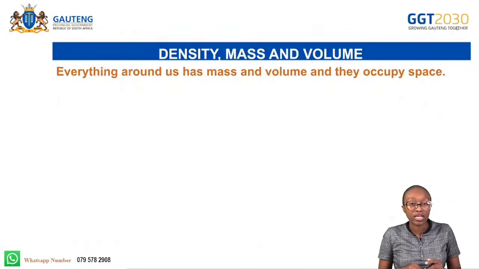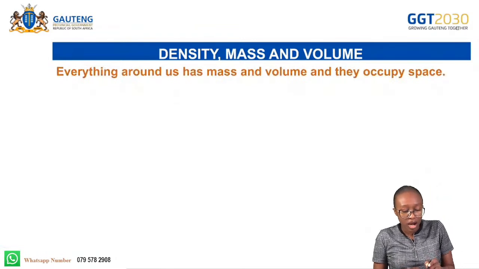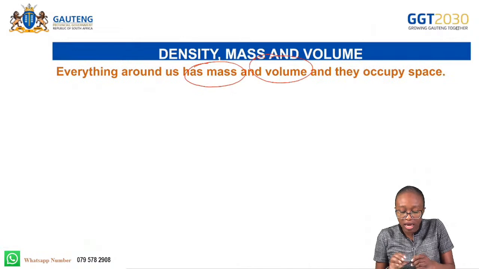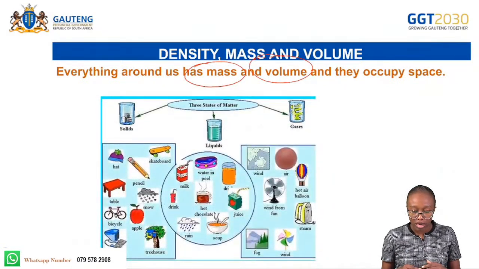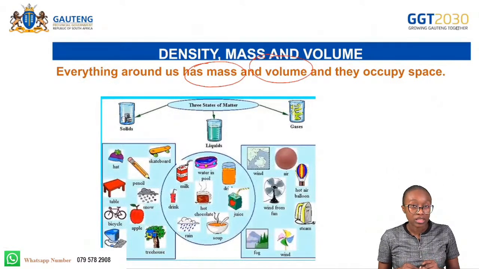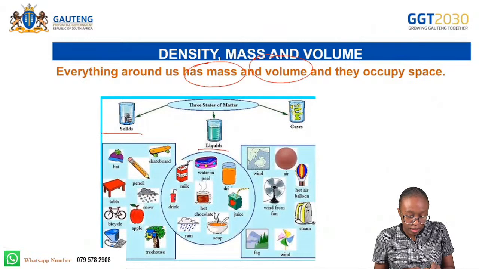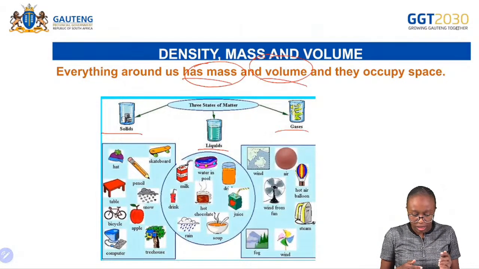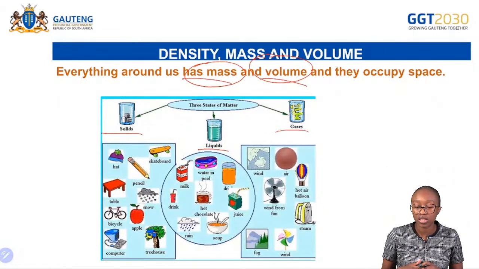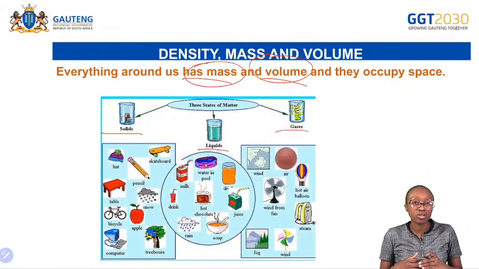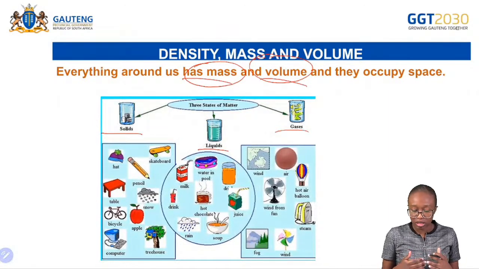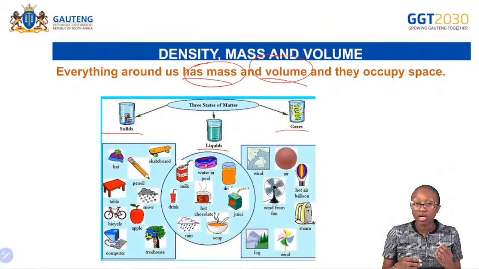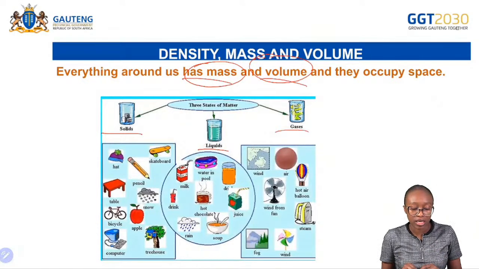So we already know that everything around us is matter, and everything around us has mass and volume, and everything around us occupies space. Now, this includes the three states of matter, be it a solid, a liquid, or a gas. It has a mass and it has a volume. Examples of solids are the clothing you wear, the stationery you use at school, the tables and chairs that you sit at school, and then liquids will include all the beverages that you drink. Is it milk? Is it cold drink? Or is it just water? And then gases, this covers the wind, the air we breathe. It could be the fog and water vapor or steam that is in the air.